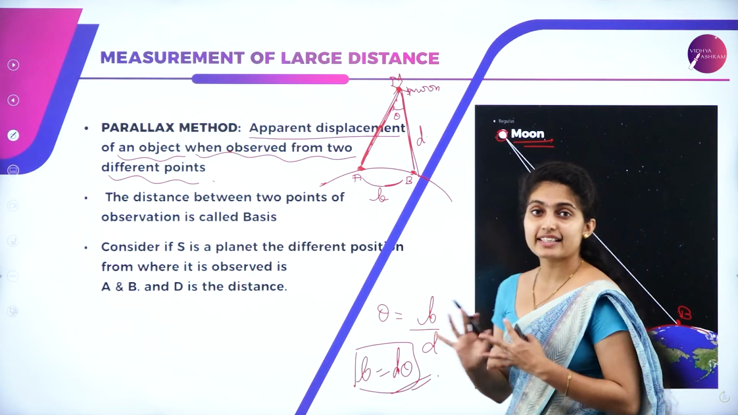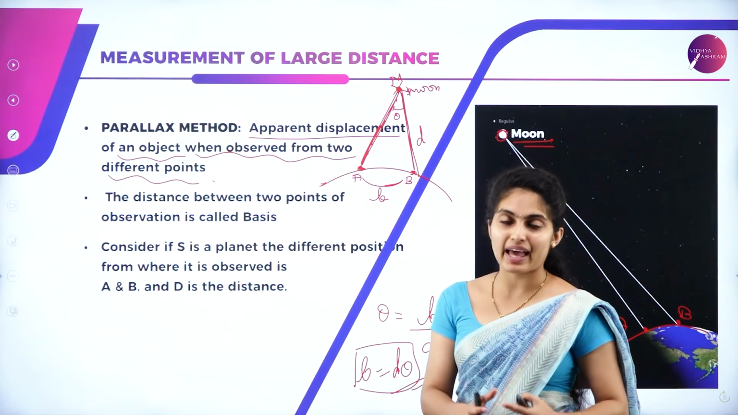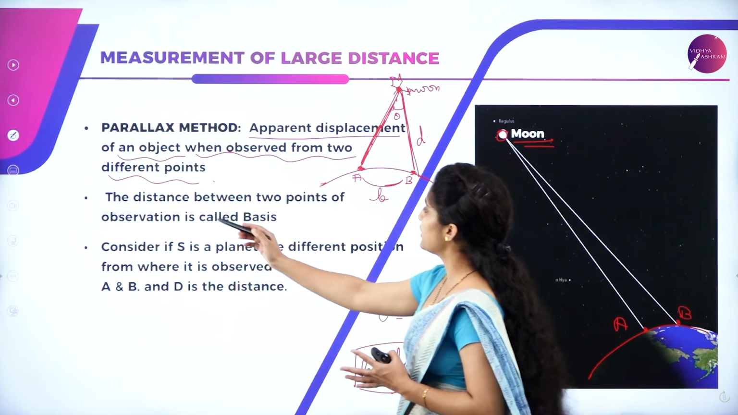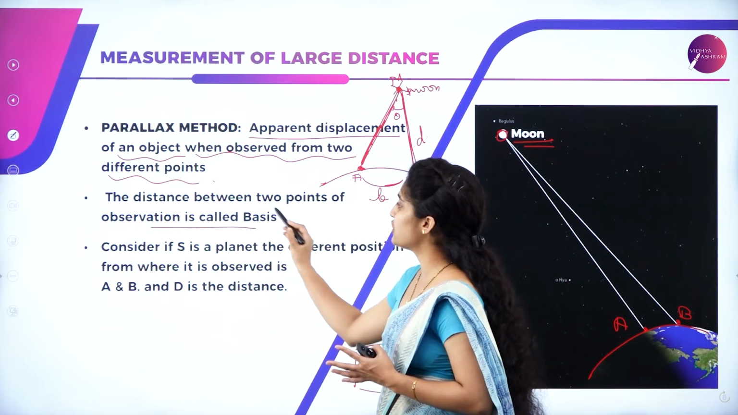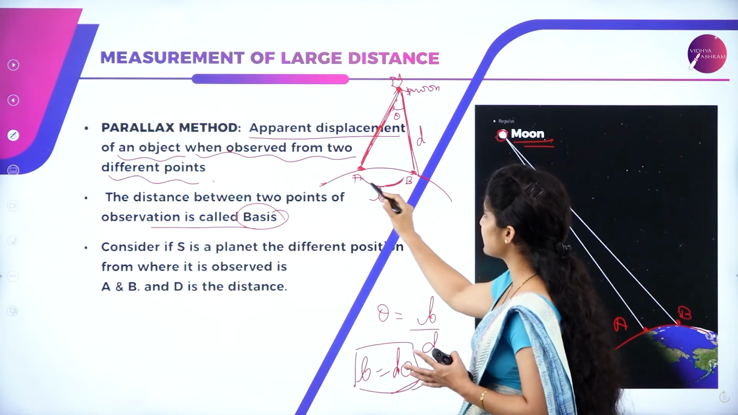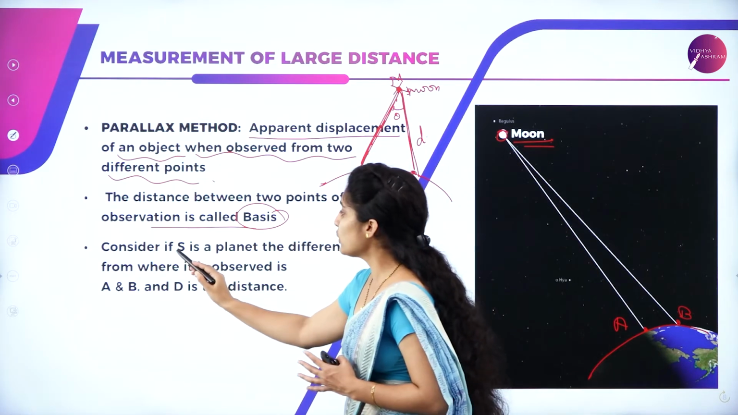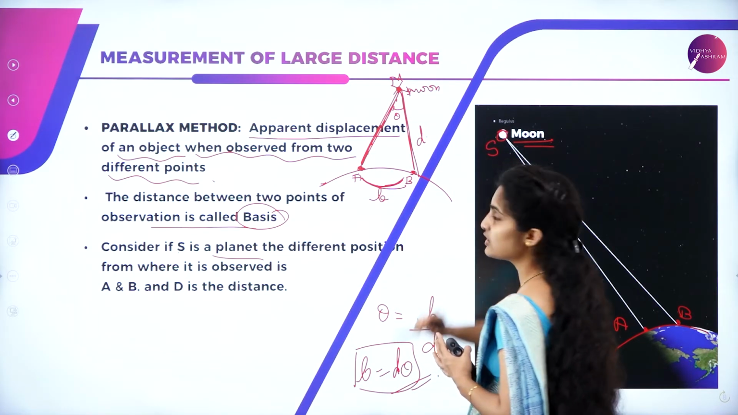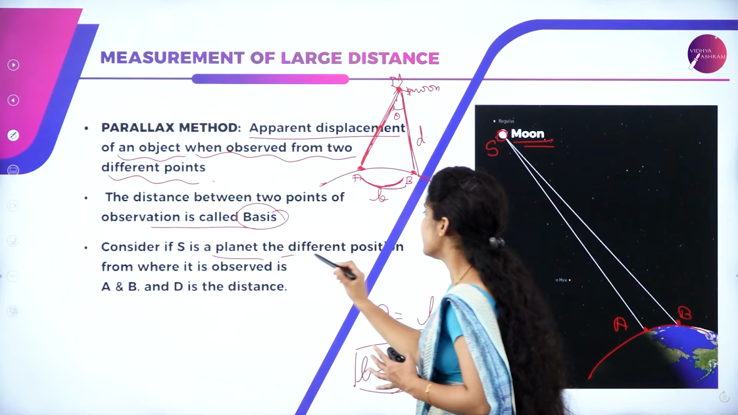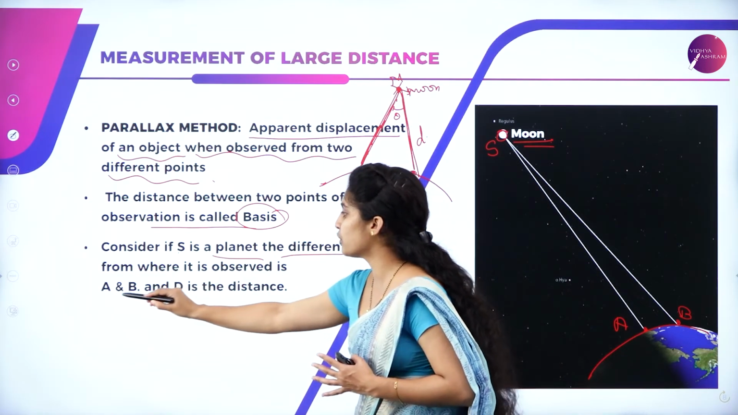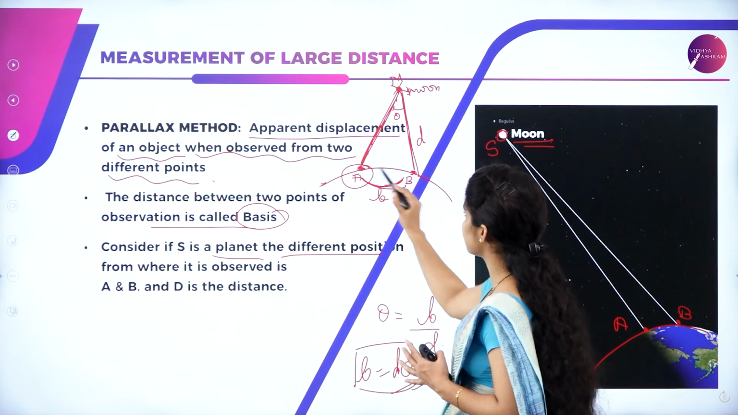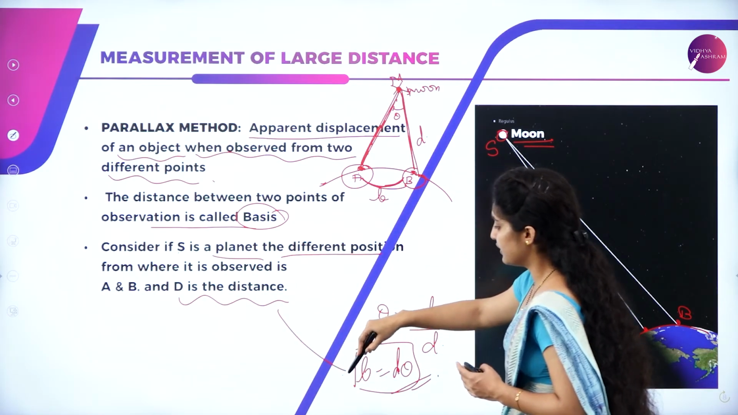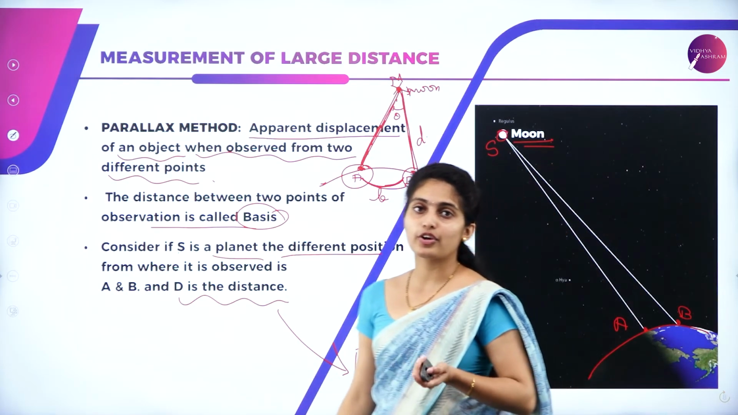That is how exactly we measure the larger distance of any planets or other celestial bodies or any other objects. The distance between the two points of observation is called the basis. Here you can see this is the basis, the two points of observation. If you consider S a planet, instead of M I can consider S also, because S is a planet, the different positions from where it is observed are A and B, and D is the distance. You can then calculate it in this way. So that is all about your parallax method.